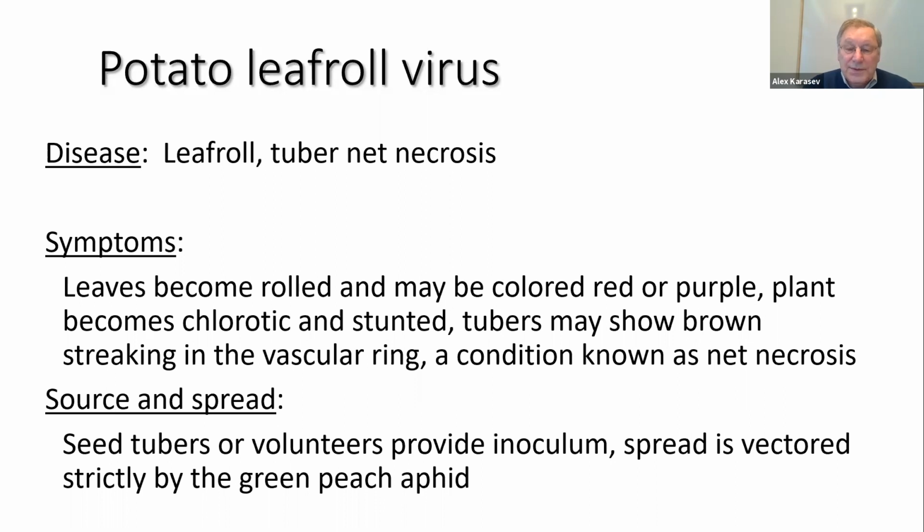In tubers, you can see brown streaking in the vascular ring, a condition known as net necrosis, quite different from the type of symptoms induced by potato mop-top virus or tobacco rattle virus. The sources and spread of this virus are seed tubers or volunteers that provide inoculum, and the transmission is exclusively by colonizing aphids like green peach aphid. The reason why this virus doesn't seem to be a problem at the moment is that because of the good chemistry available to potato producers, colonizing aphids can be easily controlled in the field. Because of this persistent transmission, you can easily control this virus by controlling its vector.